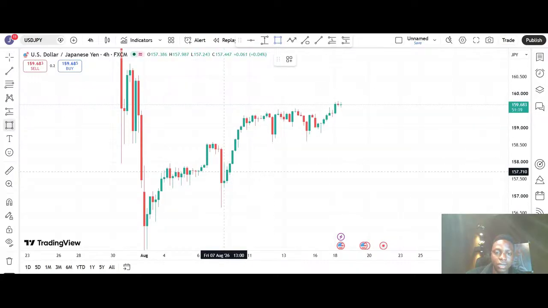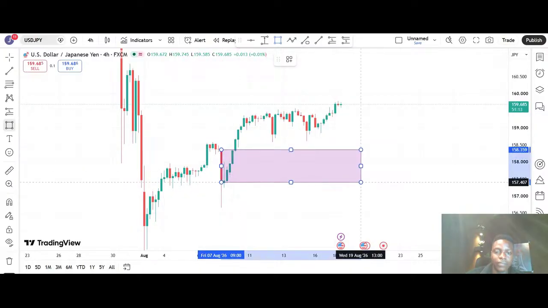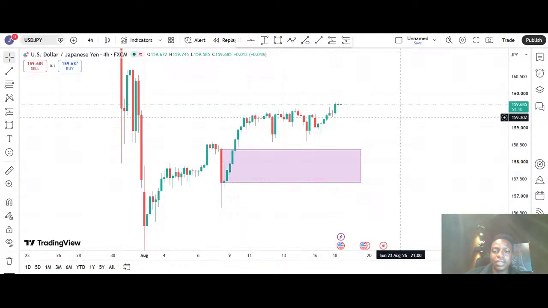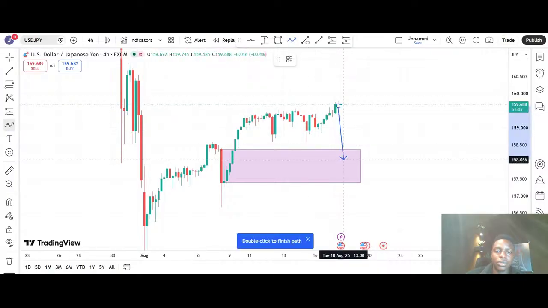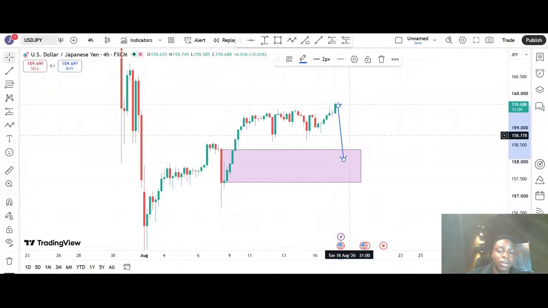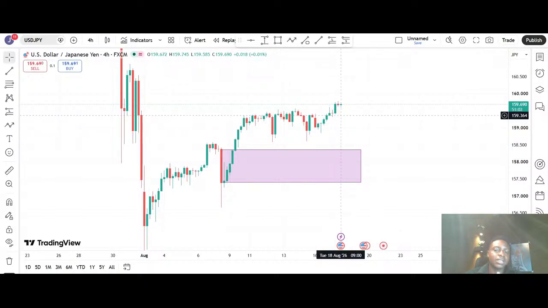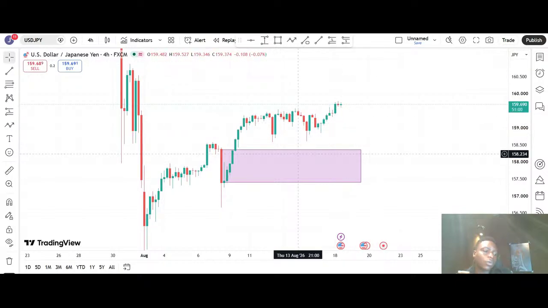So let's try and pick our order blocks. These are order blocks. This is a very big order block here, that if the market should tap to this order block, it's simply going to be a buy. But when the market gets to any order block, you have to look for some confirmation, right? On your 15-minute time frame, you have to look for confirmation.